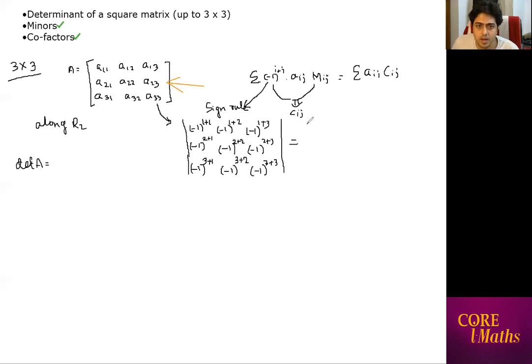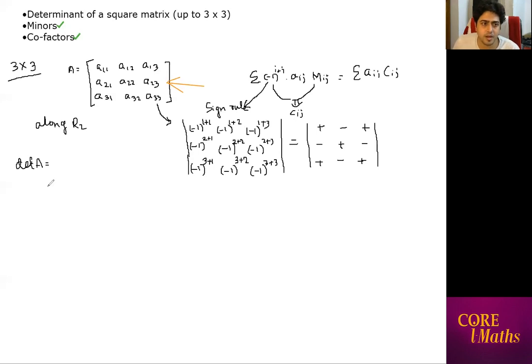Easy to remind it, we call it the Sign Rule. Minus 1 to the power even is plus: plus, minus, plus, minus, plus, minus, plus, minus, and plus.